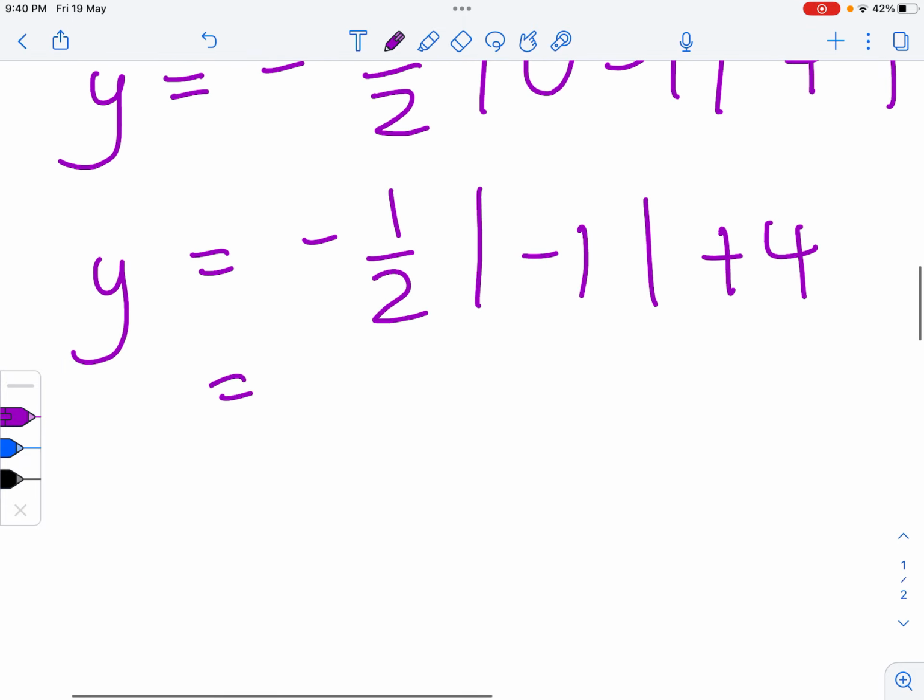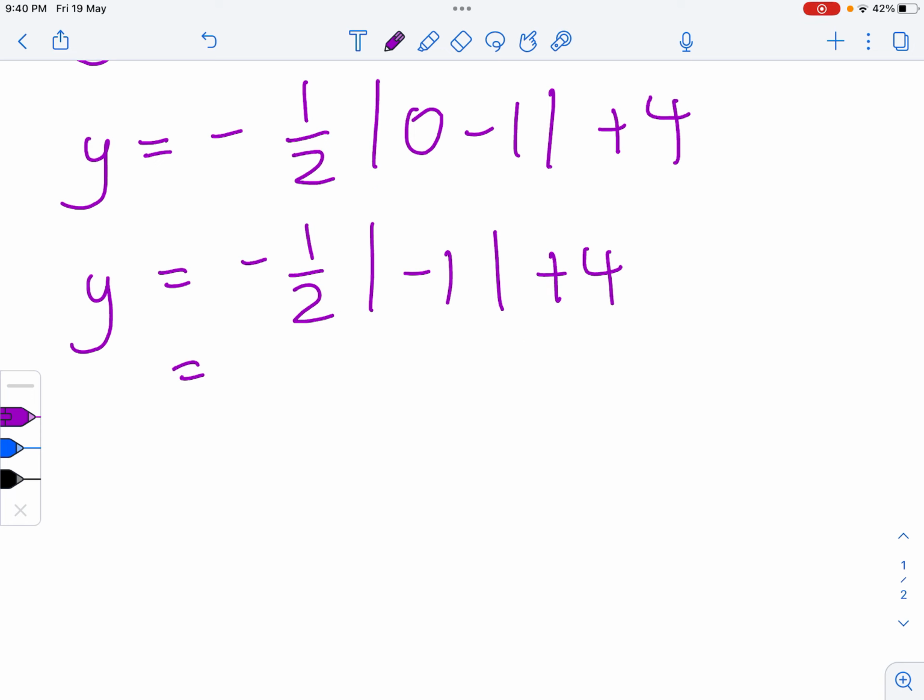As I said again, anything inside the absolute value always has to be a positive number. Here we have a negative number inside, and so we have to switch that to a positive number. And so it will be -1/2 times 1. It's just going to be 1 because it's always going to be positive. Anything negative is going to be turned into a positive number. Anything that is positive inside the brackets will also remain positive.